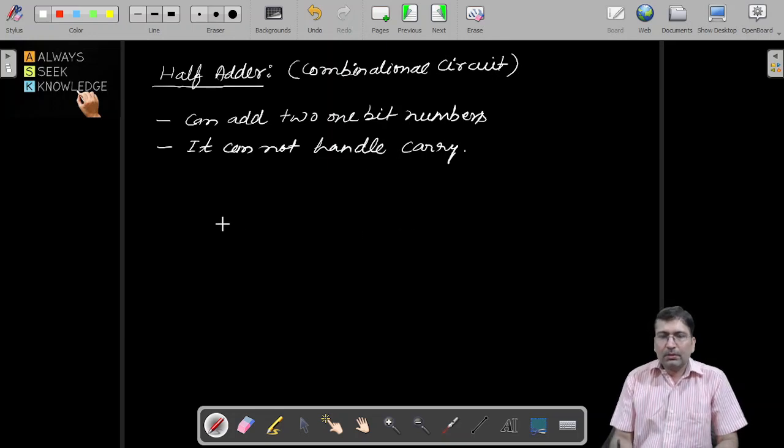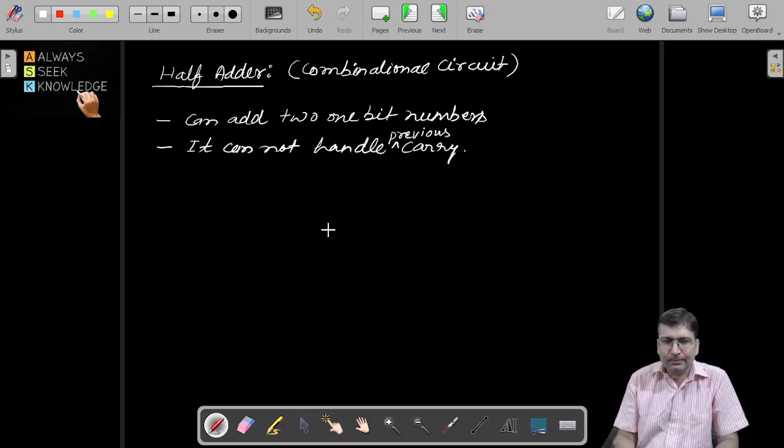Right? So let's say you have two numbers and the previous carry is coming out. It does not deal with it. So it cannot deal with the previous carry. I write previous here to avoid confusion. So it does not handle the previous carry. Any previously generated carry it doesn't have.